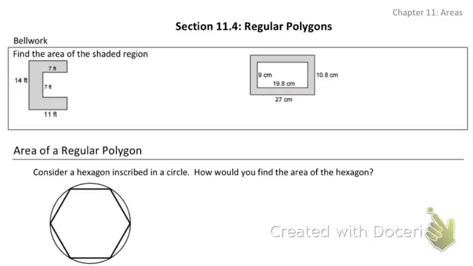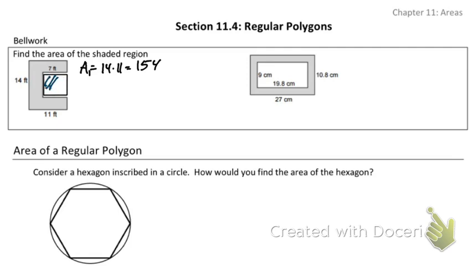So the easiest way to do this one is to look at the full area first. So this big area right here, well, that area right there would be 14 times 11. I guess that would be area 1. Area 1 would be 14 times 11, which is 154.